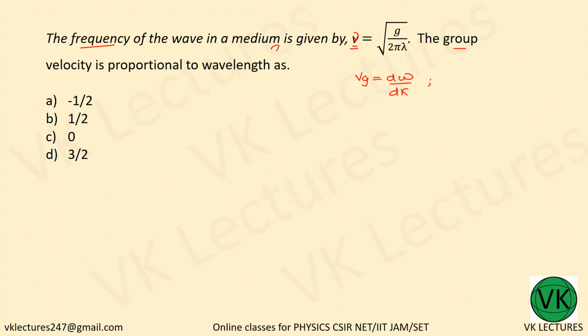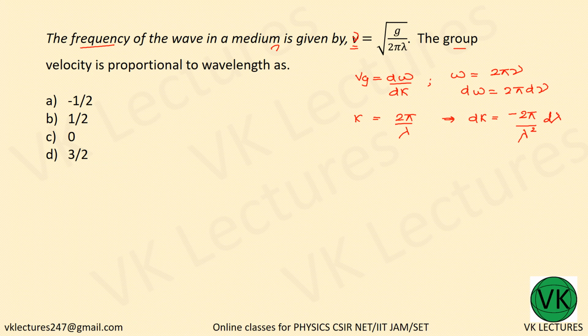Now let us first write omega. What is omega? Omega is equal to 2 pi nu. So d omega will be equal to 2 pi d nu. And what is k? k is equal to 2 pi by lambda, and dk is equal to minus 2 pi by lambda square d lambda. Up to here this is fine.